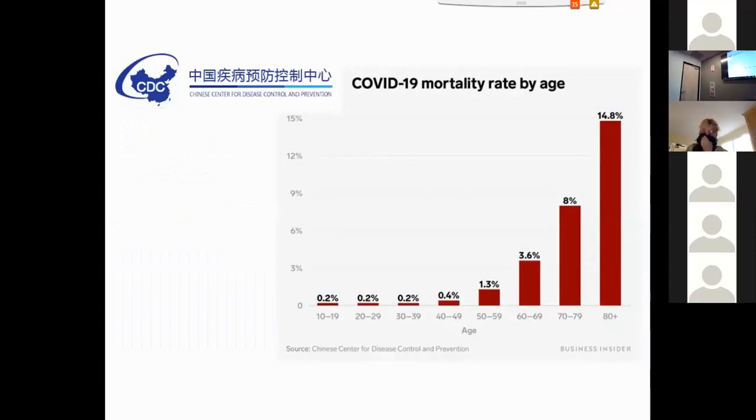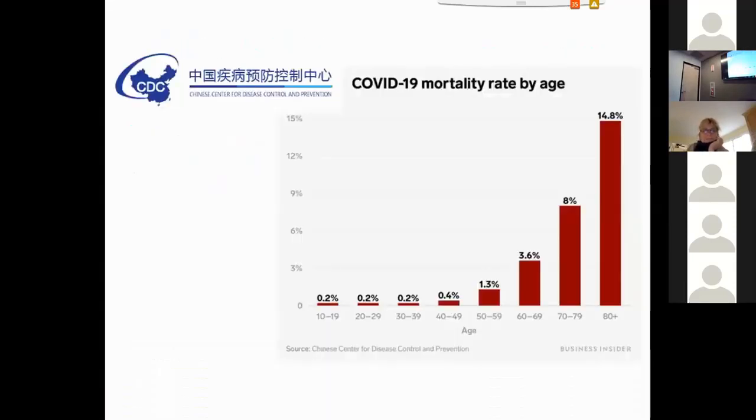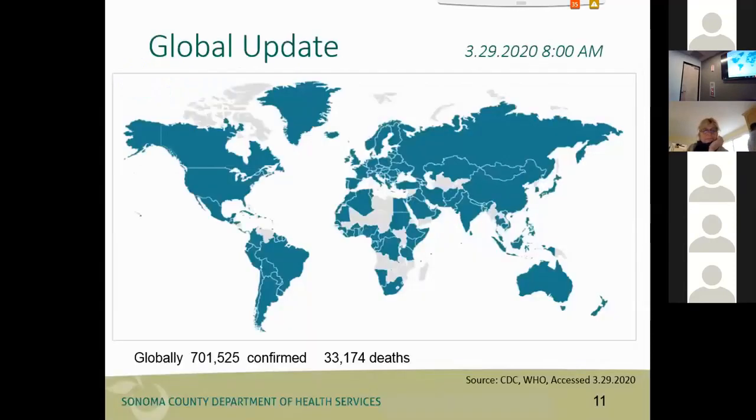And this is showing that same data broken out into 10-year age groups. So you can see that in the older age groups, 80 plus, this is a 14% case fatality ratio in those 80 and older.